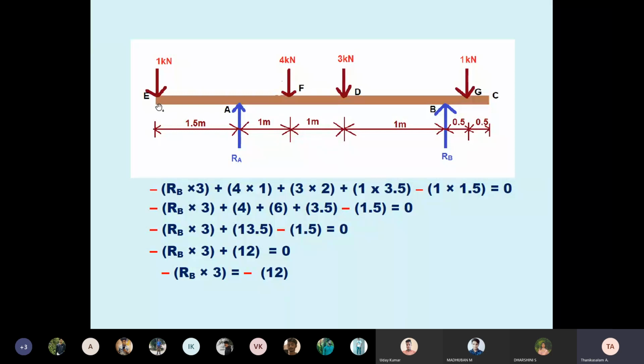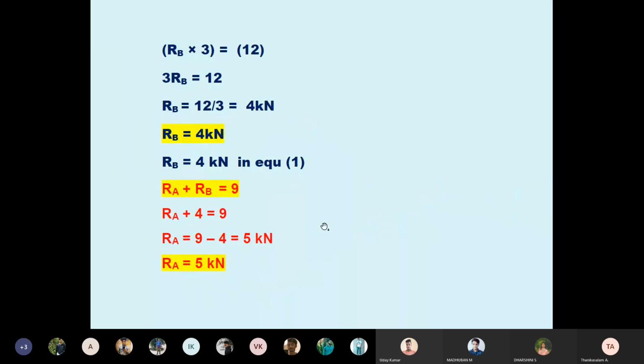Now see the E point. Students, E point. What is the distance from A? 1.5. It tends to rotate anti-clockwise, so 1 into 1.5, anti-clockwise, minus, equal to 0. So 4 into 1, 4. 3 into 2, 6. 1 into 3.5, 3.5. 1 into 1.5. After simplification, you will get plus 12. That goes to the right side. Minus, minus cancel. 3 RB equal to 12. What is RB? 12 by 3, 4 kilonewton.